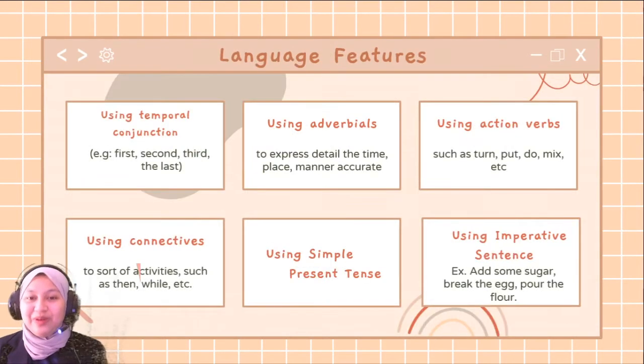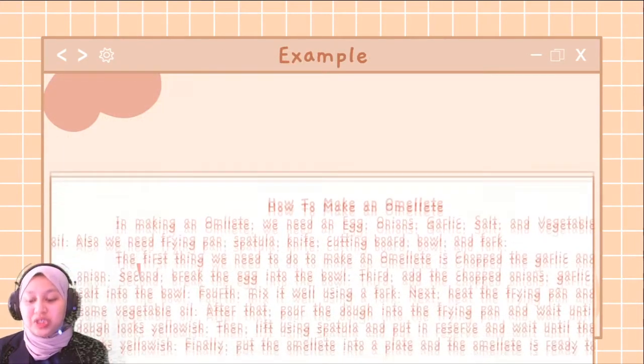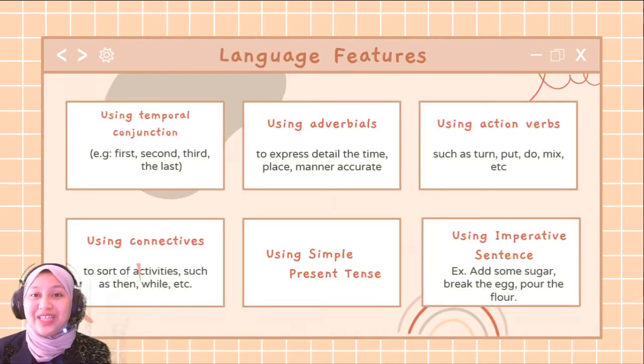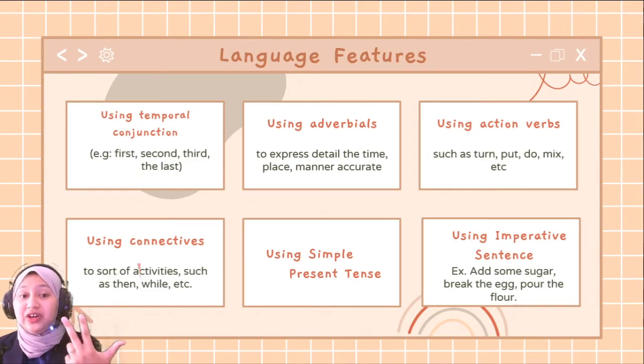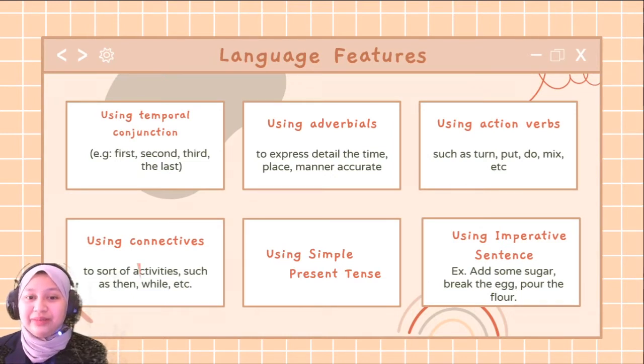Okay, next we are going to talk about the language features of procedure text. There are 6 language features of procedure text. The first one, procedure text using temporal conjunction. For the example, first, second, third, the last, and so on. And then next, procedure text using adverbials. Adverbials here is to express the detail of time, place, and manner accurate.